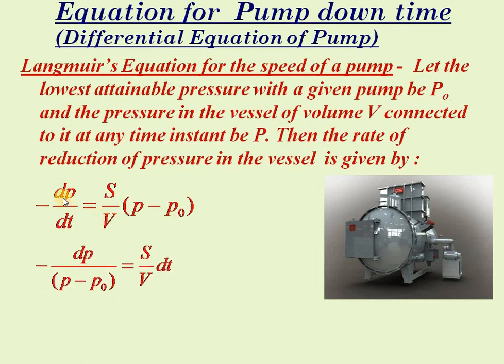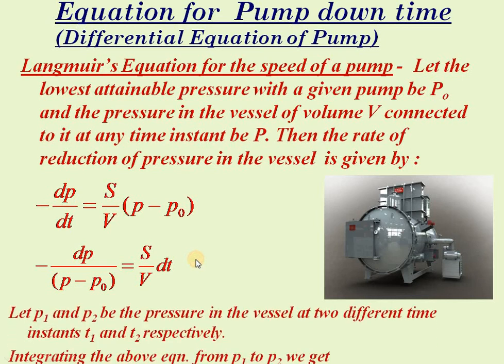You can now modify this equation like this: dP by (P minus P0) is equal to S by V dt. A simple rearrangement we have made, and now you can integrate it easily because the variables have been separated. Assume that the pump is operating and at a particular instant of time T1, let P1 be the pressure in the chamber, and at another instant of time, say T2, let the pressure inside the chamber be P2. Then you can easily integrate it, just like you do for nuclear decay expansion.